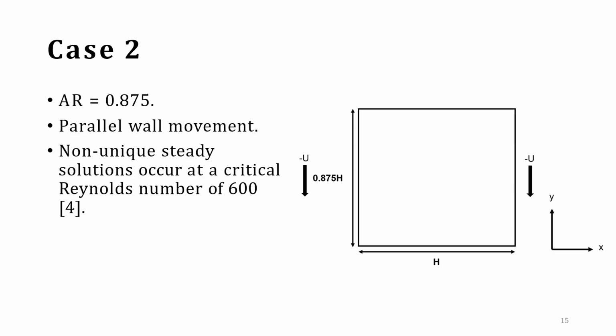The second case considered was a double-sided rectangular cavity with an aspect ratio of 0.875 and parallel wall movements. The left and right boundaries move with a constant velocity of u downwards. The critical Reynolds number where multiple steady solutions occur for case 2 was found at a Reynolds number of 600. For this case, 4 different Reynolds numbers of 50, 200, 500, and 600 were considered.